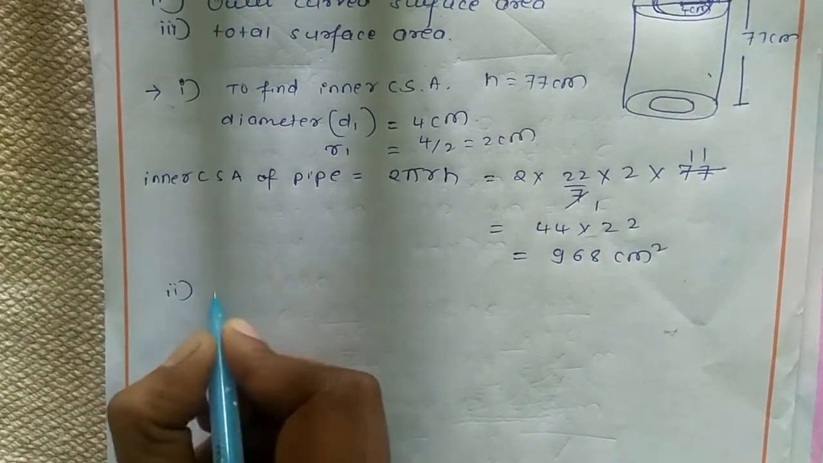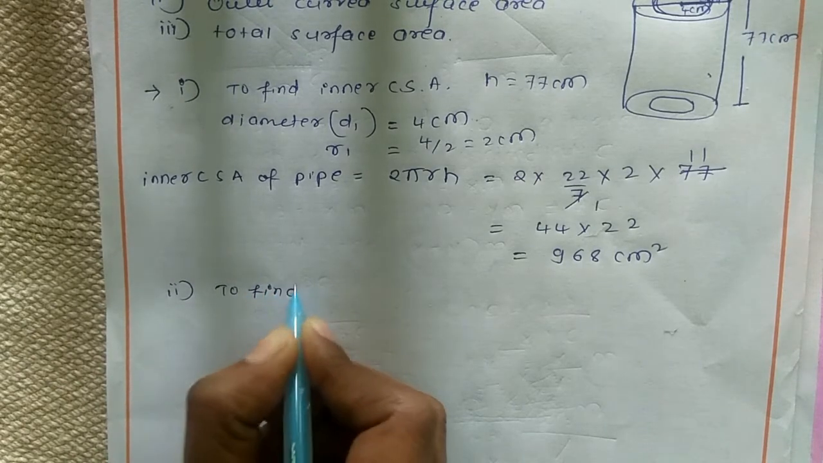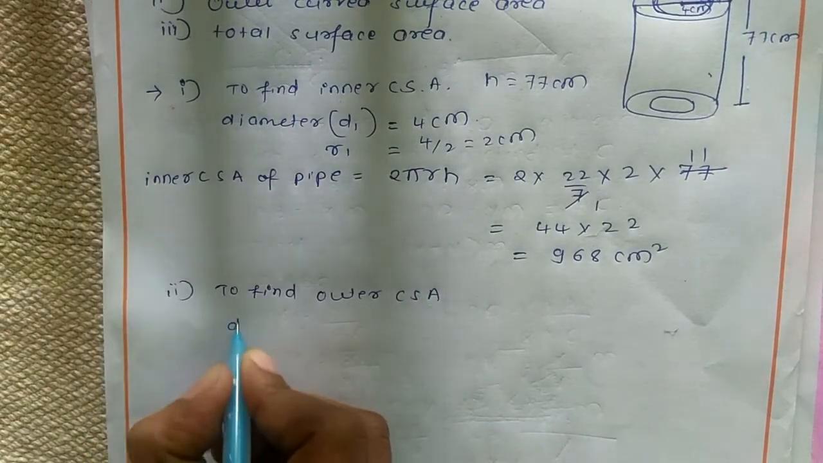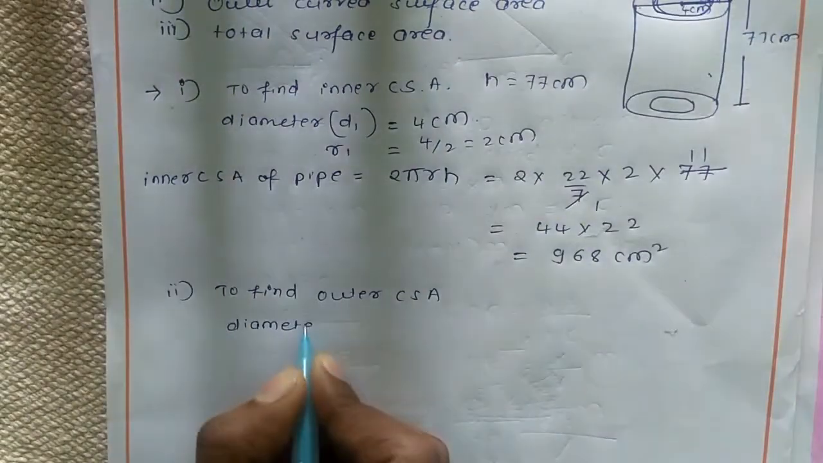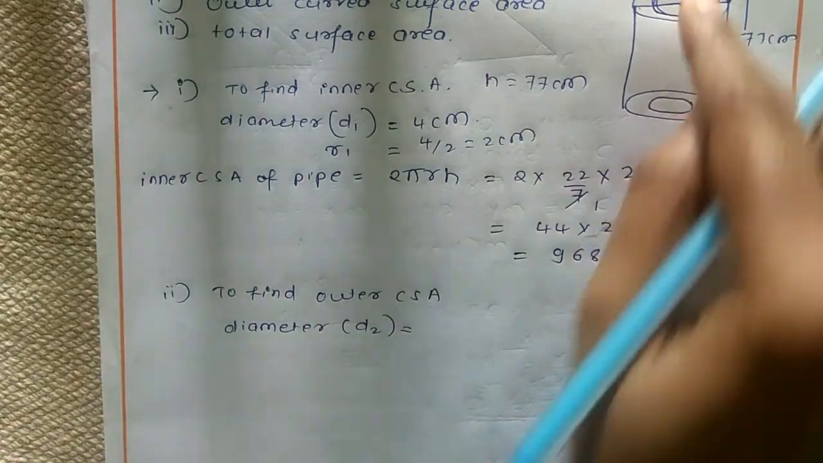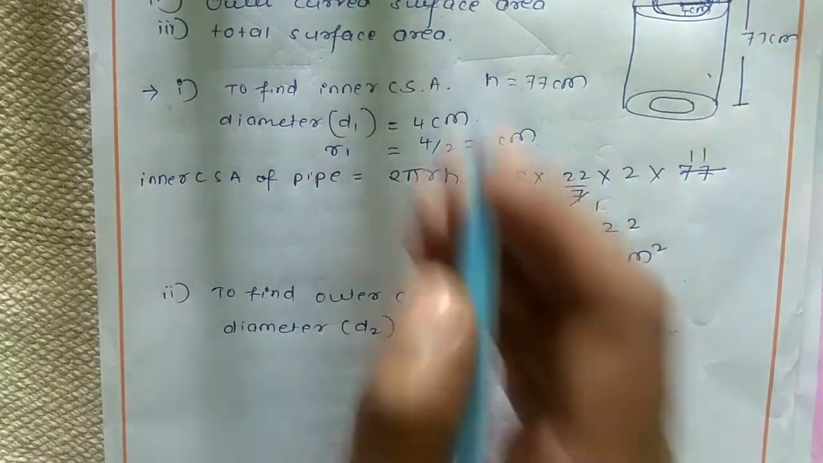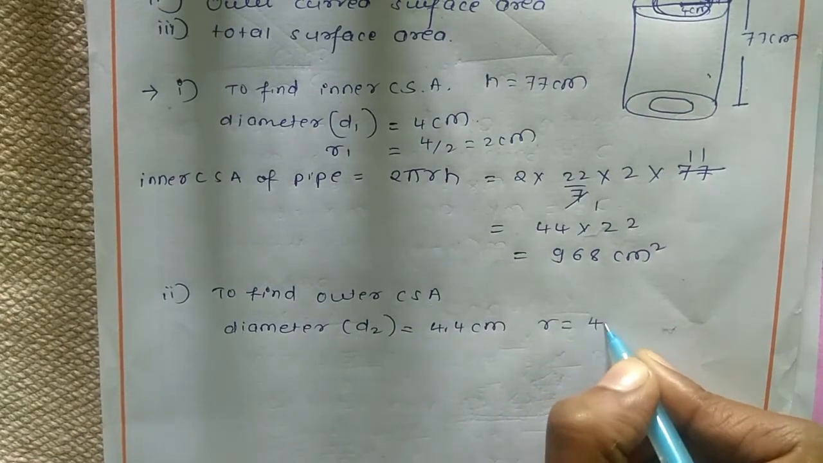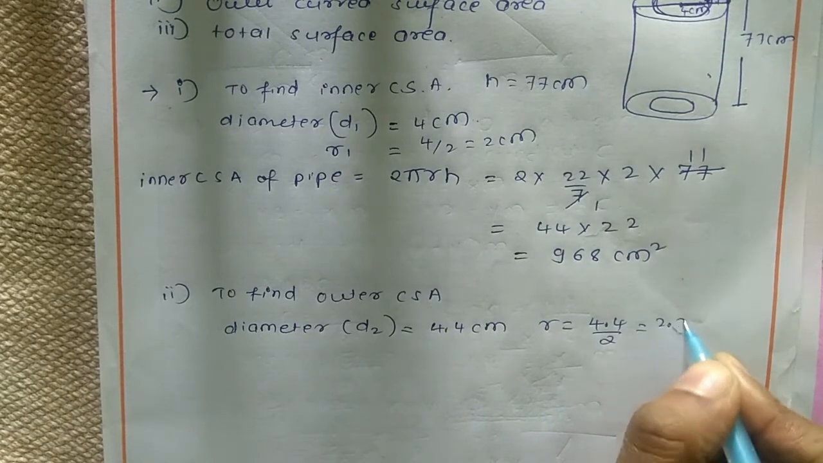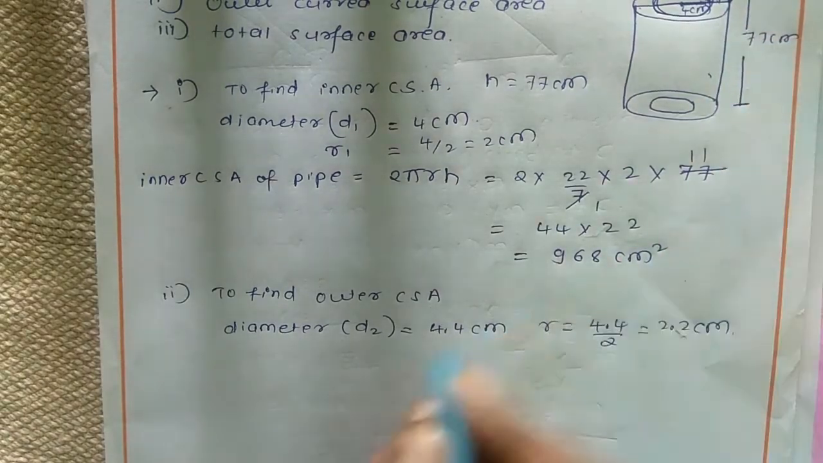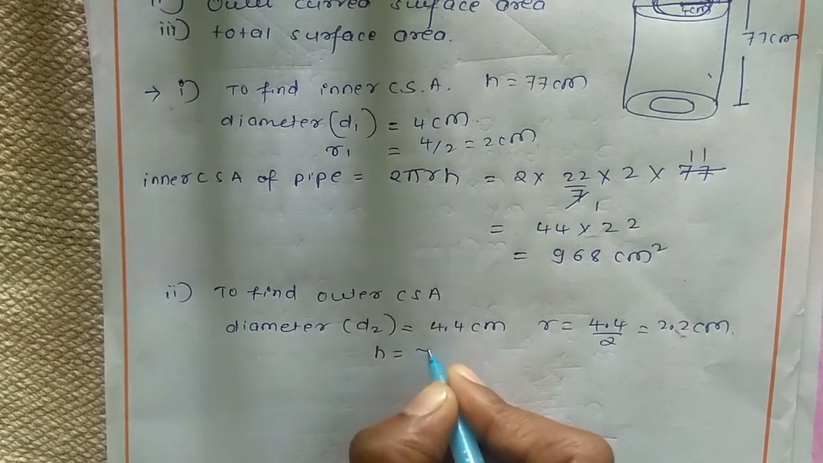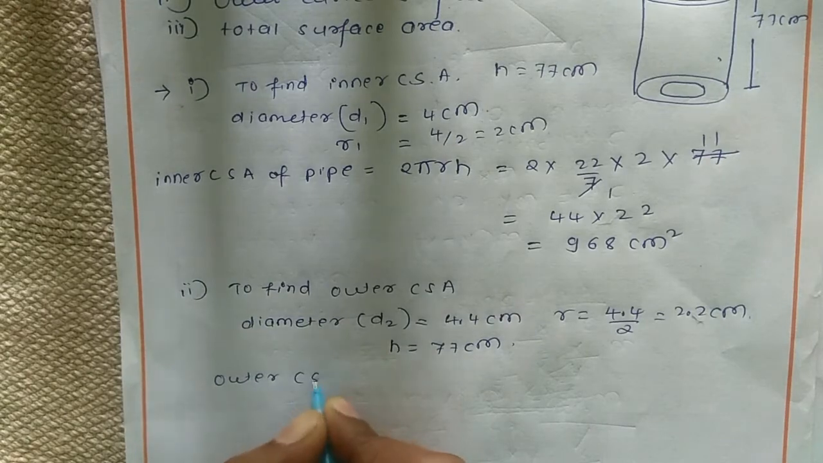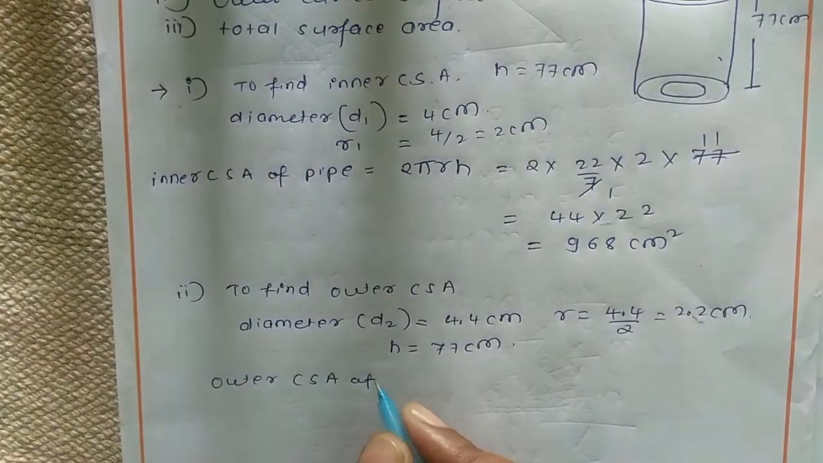Now the second one, to find the outer CSA. So diameter we will take as D2, and it is given D2 as 4.4 centimeter. The outer diameter is 4.4 centimeter. So its radius will be 4.4 divided by 2, that is 2.2 centimeter. And height is same for both, so height you can write as 77 centimeter. Now we'll find out the outer curved surface area of the pipe.